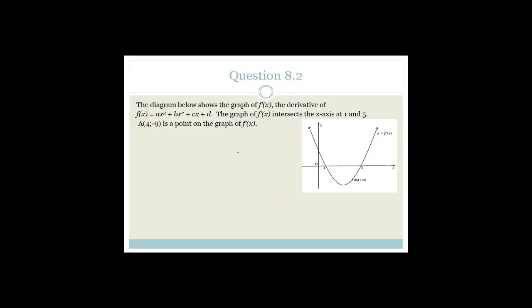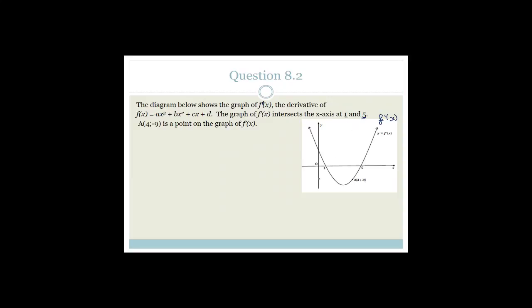Right, now let's look at question 8.2. It says the diagram below shows the graph of f dashed of x. So this is the graph of f dashed of x, the derivative of ax cubed plus bx squared plus cx plus d. The graph of f dashed of x intersects the x-axis at x equals 1 and x equals 5.